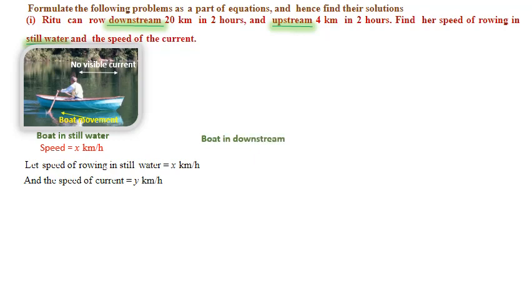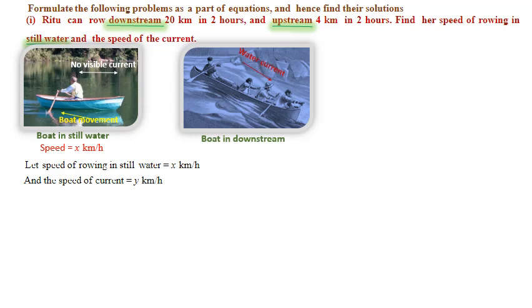And the second case, that is boat in downstream. When the boat is in downstream, here the direction of the water current is downwards and the boat movement is also downwards. So the boat movement and the water current both are in the same direction. In this case, the resultant speed will be x plus y, means x is the speed of the boat in still water and y is the speed of the current, and the resultant speed of the boat in downstream is x plus y. And in the downstream case, little effort is enough to move the boat because the water current is already there in the same direction of the boat movement.